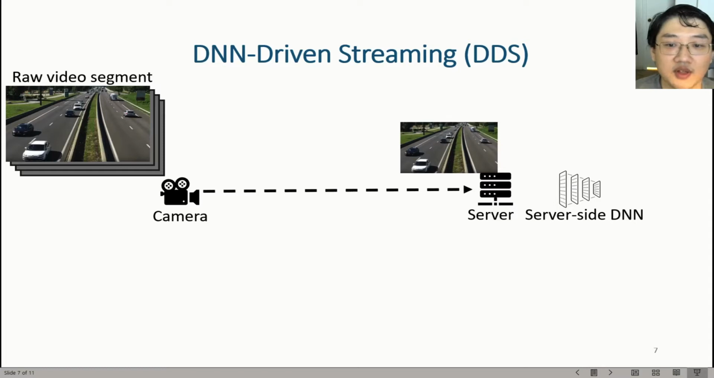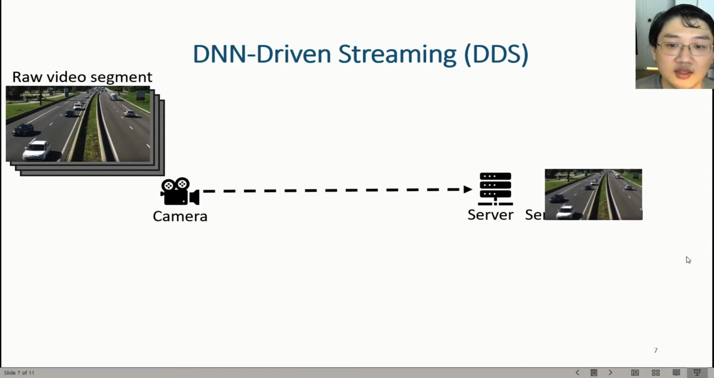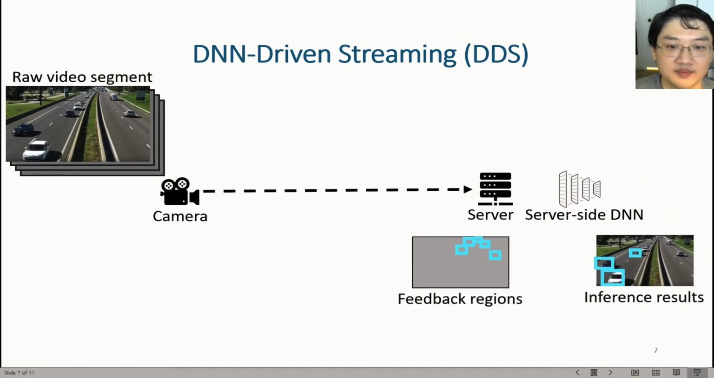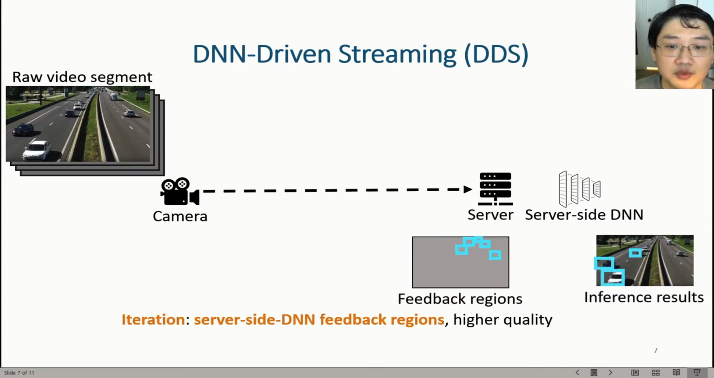Upon receival, the server feeds this video segment to the server-side DNN and gets the inference results and the feedback regions. Here comes the key of DDS. Different from previous works, DDS chooses to perform an iteration by re-encoding the server-side DNN feedback regions in higher quality.